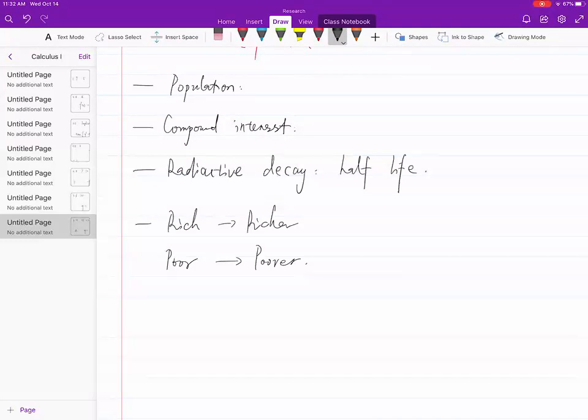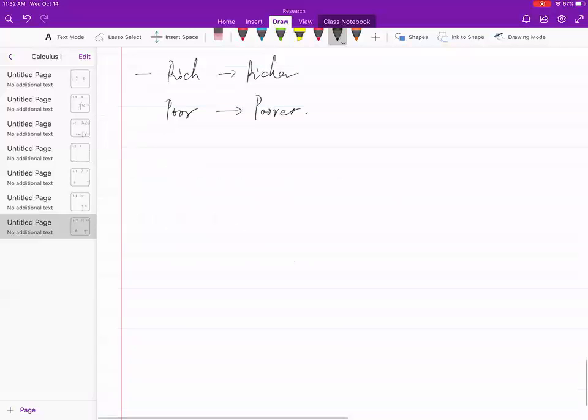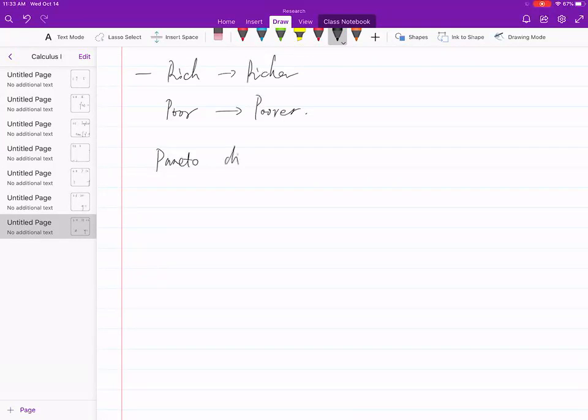Okay. Another interesting thing you can think about is Pareto distribution. I was talking with the other section. Has anybody heard about this before? Pareto distribution? You can play this game with other people.